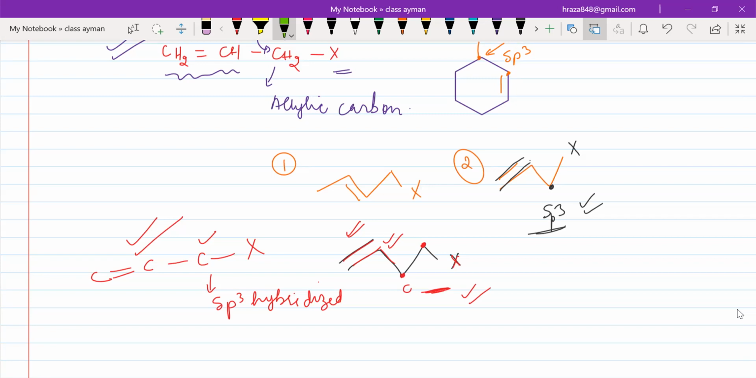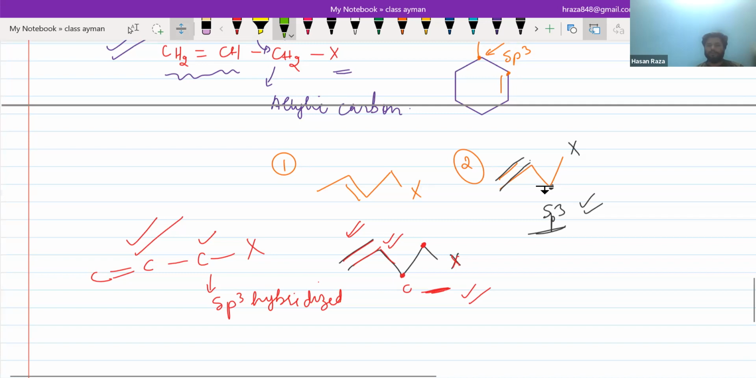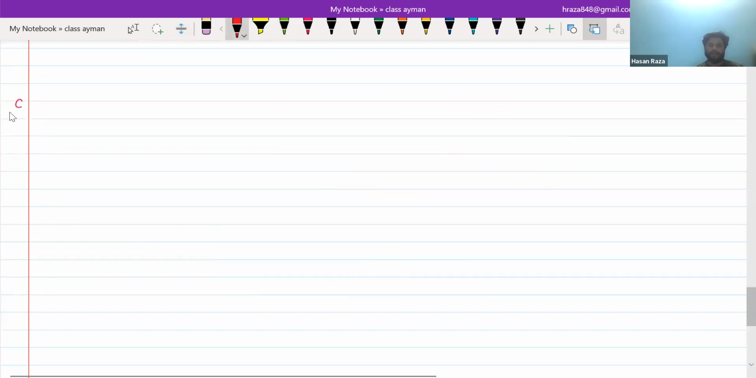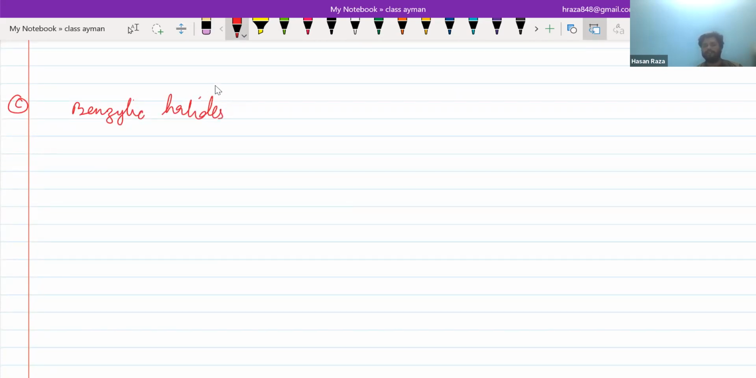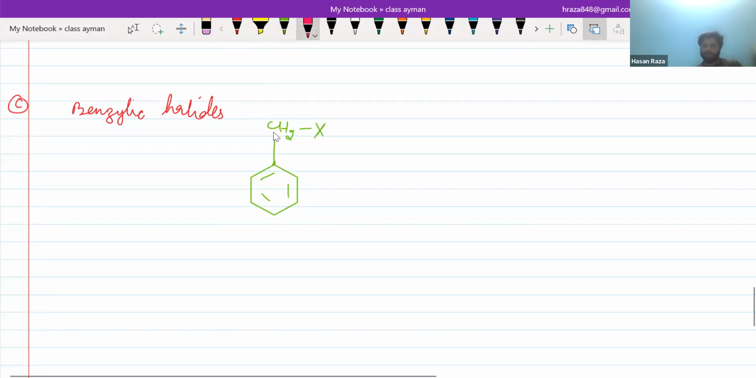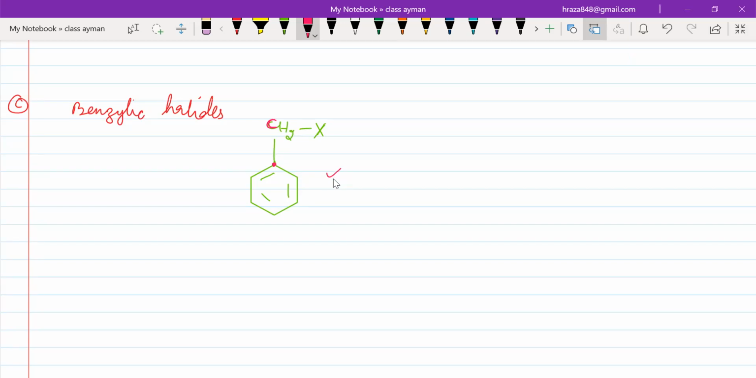Yes, sir. Very good. So this is basically allylic halides. When we talk about benzylic halide, it is also part of this. But the difference is there will be benzene only. Now you can see this is our benzene, and this is doubly bonded. That means there will be another carbon to which X will be attached. This is benzylic halide. You can say it like this: the carbon to which X is attached, and adjacent to this carbon should be the doubly bonded benzene. Are you getting my point? Yes, sir. Clearly. So this is benzylic halides.